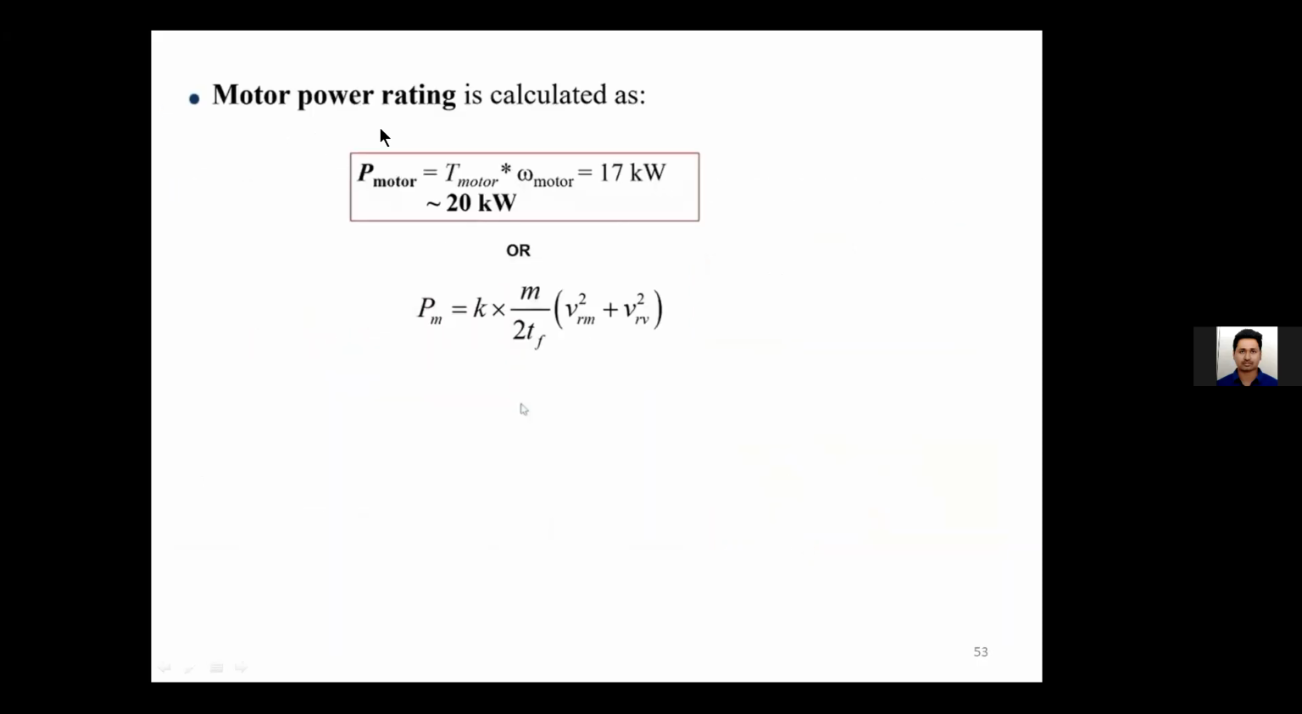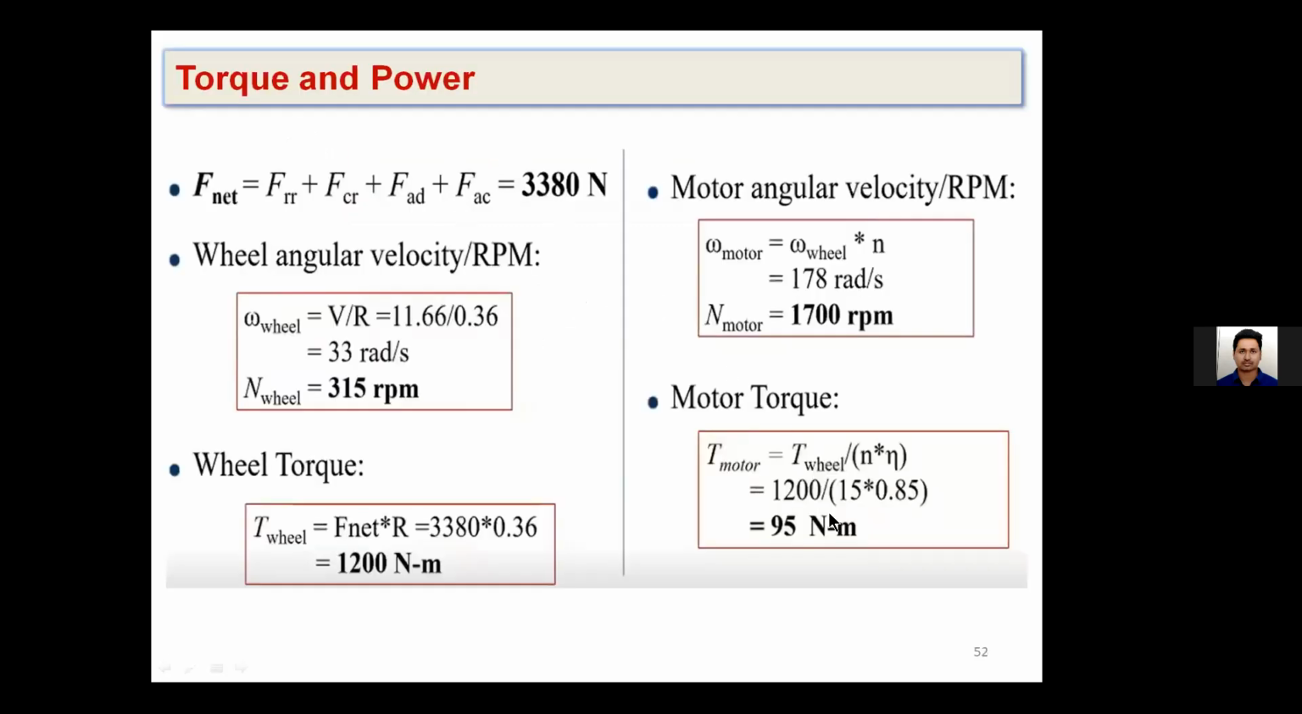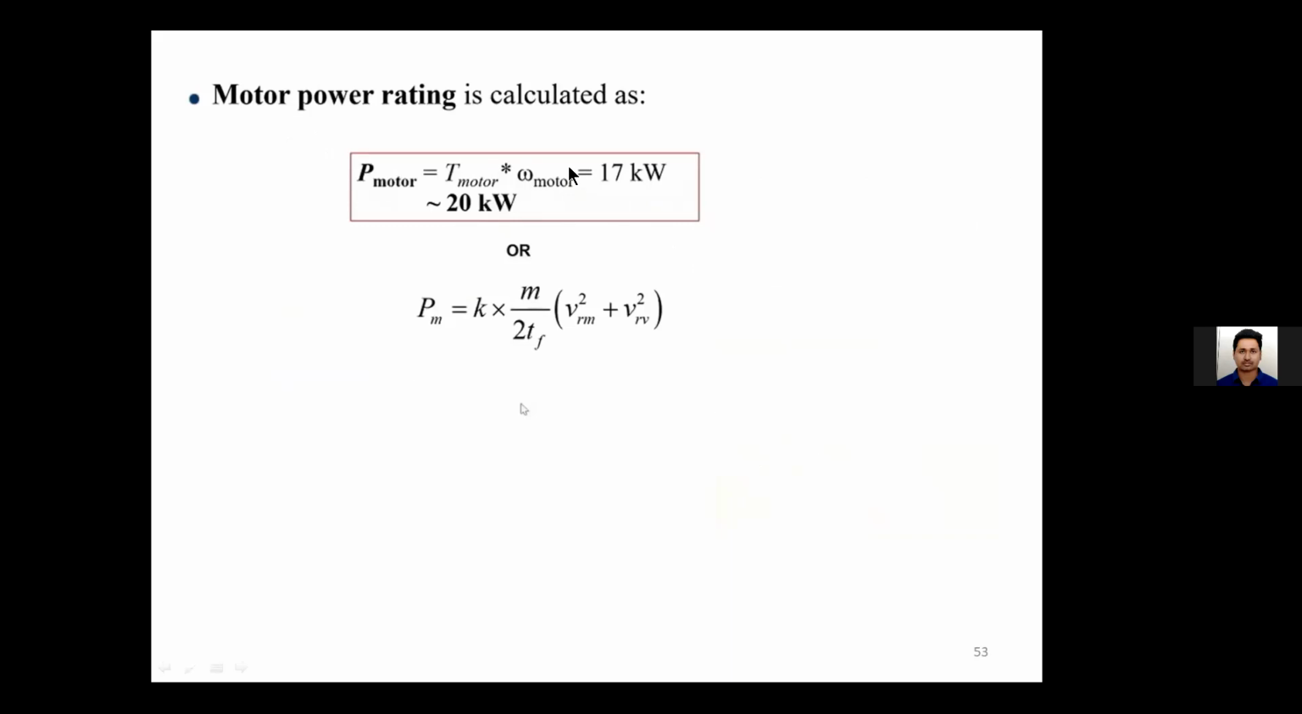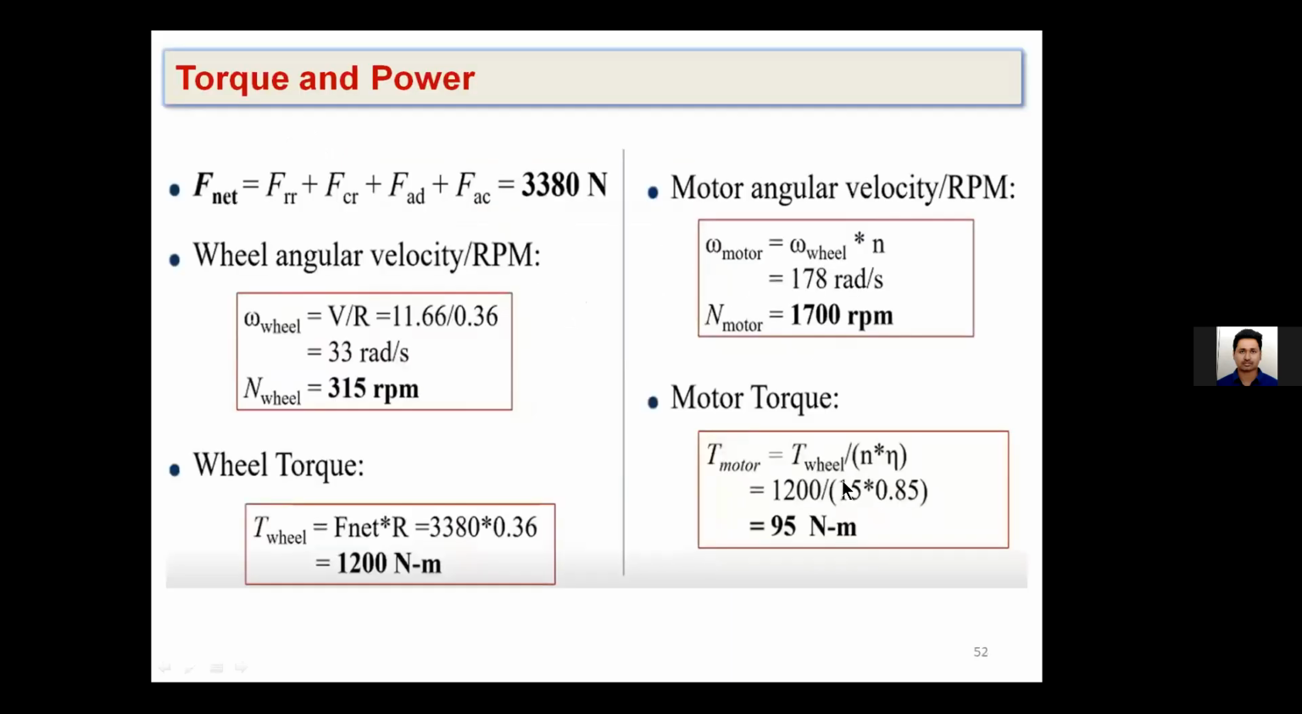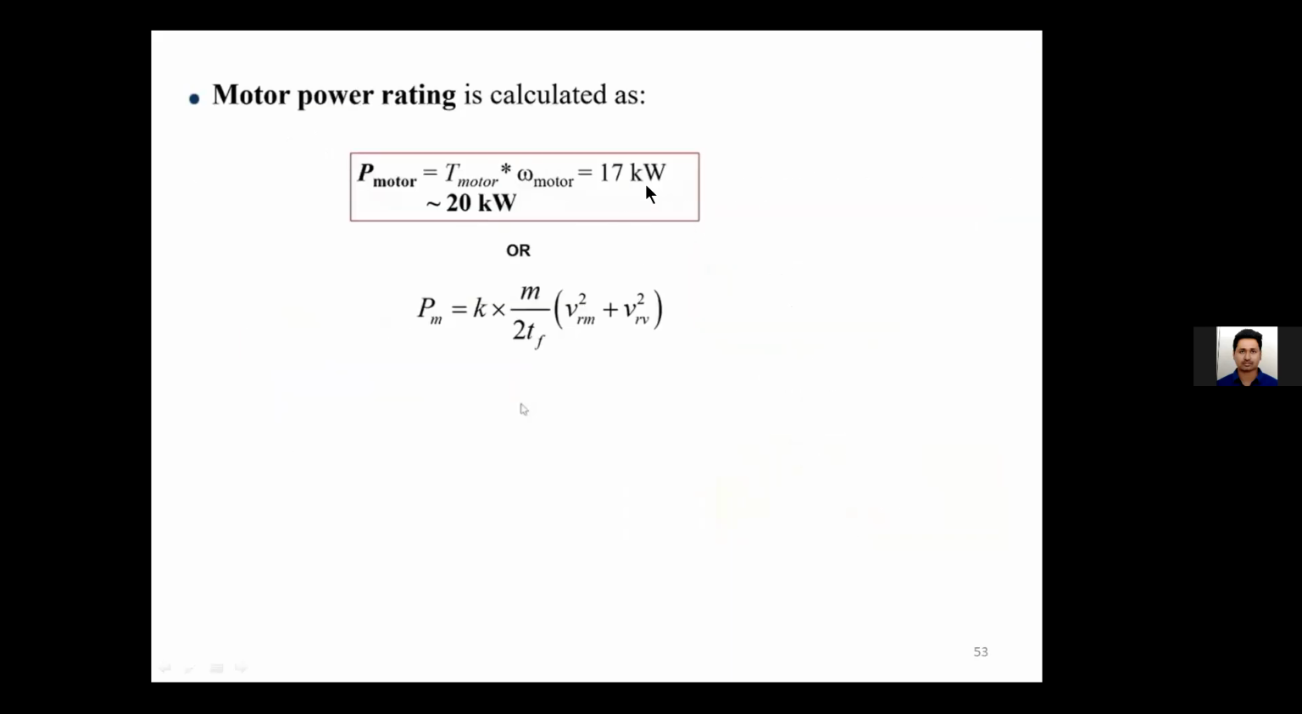So, motor power rating. Here we know the motor torque. If you multiply motor torque into omega of motor, we'll get around 17 kilowatts. Considering some safety factor, 17 means we generally consider a higher rating as a part of safety. So 20 kilowatts can be considered. The similar value can also be obtained.